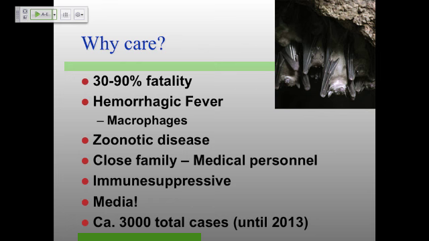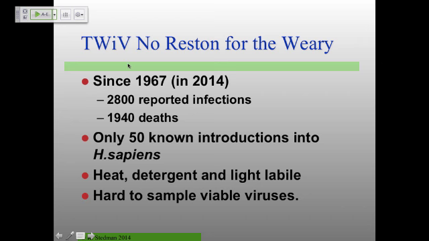Yeah, so very few of these. Again, if you don't listen to TWiV, they're actually going to change it to This Week in Ebola Virology, because they had a huge number of, this is, again, the podcast for this. I love this title here, No Reston for the Weary. These are the numbers they had here. Since 1967, 2,800 reported diseases, less than 2,000 deaths, only 50 known introductions into humans.